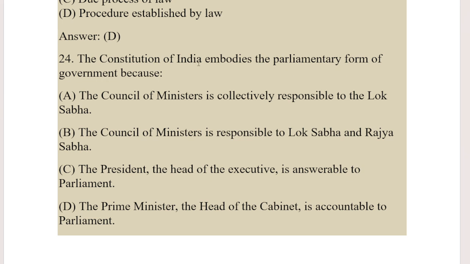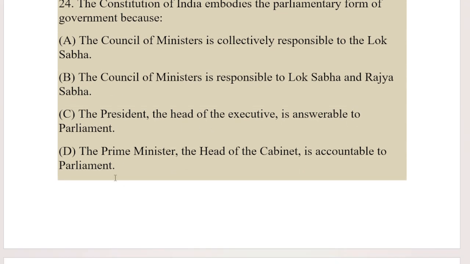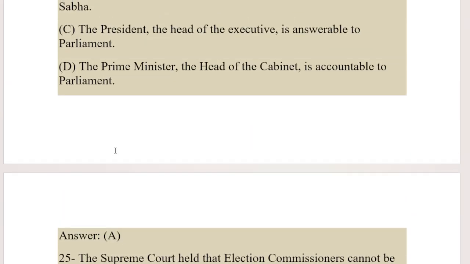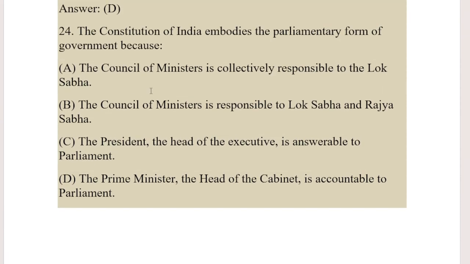And the next question is, the Constitution of India embodies the parliamentary form of government because option A, the Council of Ministers is collectively responsible to the Lok Sabha, option B, the Council of Ministers is responsible to Lok Sabha and the Rajya Sabha, option C, the President, the head of the executive, is answerable to Parliament, and option D, the Prime Minister, the head of the cabinet, is accountable to Parliament. And option A is the right answer. The Council of Ministers is collectively responsible to the Lok Sabha.